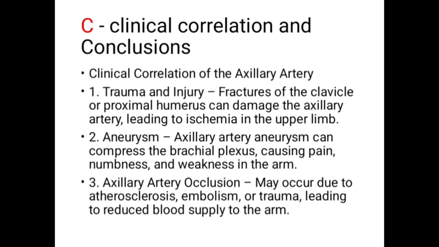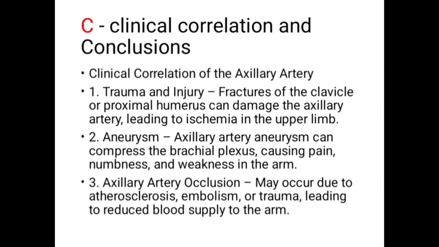The next is aneurysm. When there's an aneurysm of the axillary artery, it can cause compression, because an aneurysm is a dilatation of a blood vessel. When there's dilatation of the blood vessel, it can cause compression on other adjacent structures. For instance, if there's an aneurysm of the axillary artery, it can cause compression on the brachial plexus, causing pain, numbness, and weakness in the arm.